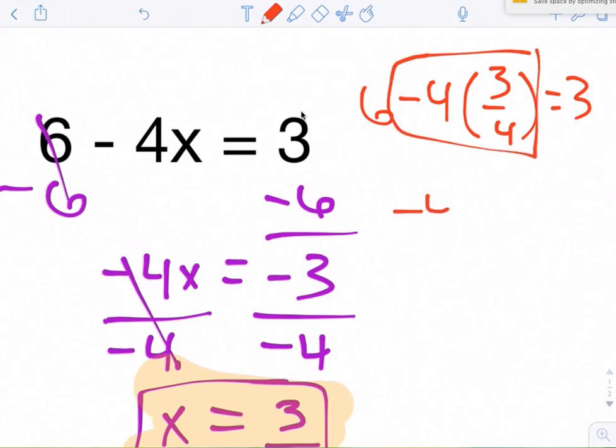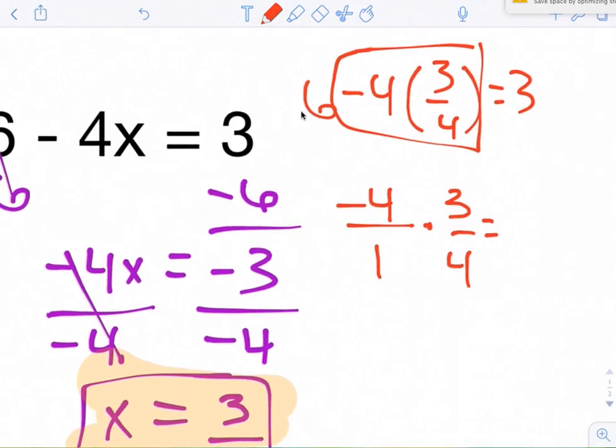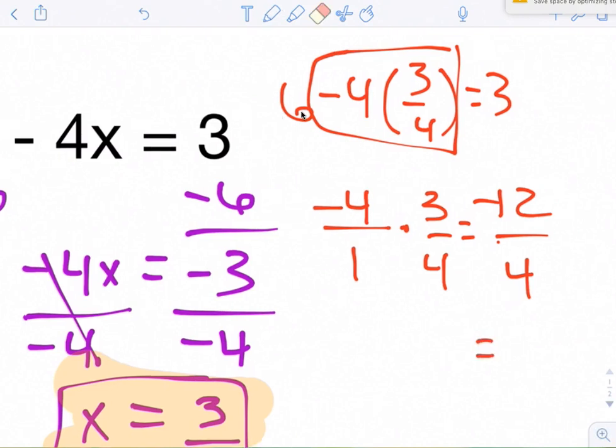So let's do -4, and we'll make it a fraction by putting a 1 underneath it. And then we're going to multiply it by 3/4. And the cool thing about multiplying fractions is you just multiply straight across. So -4 times 3 is -12. And 4 times 1 is 4. And so -12 divided by 4 equals -3.